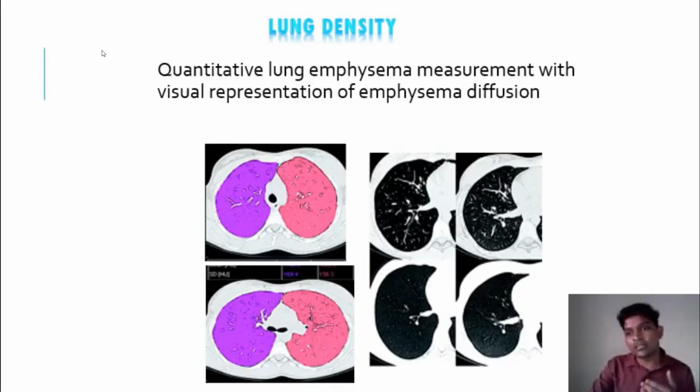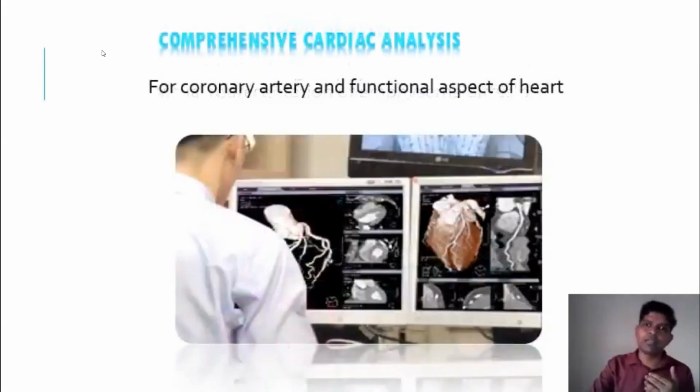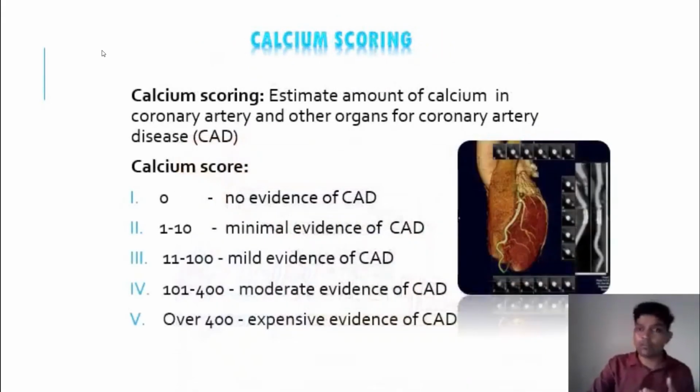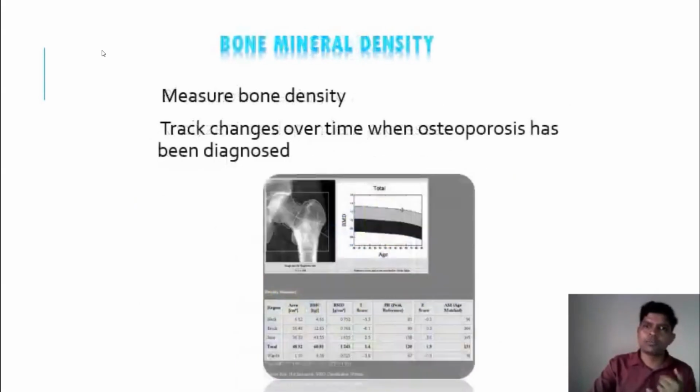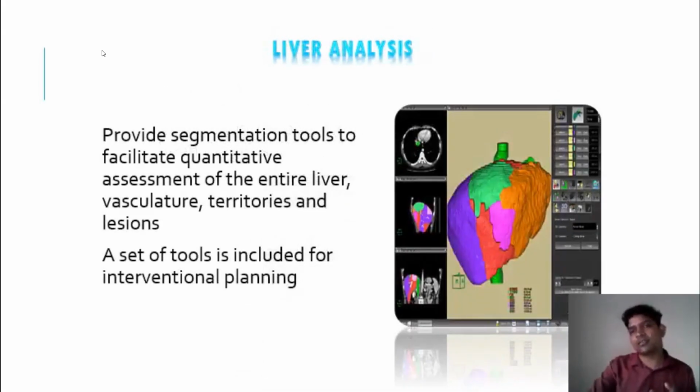Lung density: you can compare the lung density of the right and left, upper lobe and lower lobe, which is beneficial for suspected indications. Then comprehensive cardiac analysis is possible. Calcium scoring is one of the advanced techniques which helps to score calcium. Functional CT is possible, as we do in functional MRI. Bone mineral density is possible with post processing. Liver analysis is also possible, where you can see the different functions of the liver.